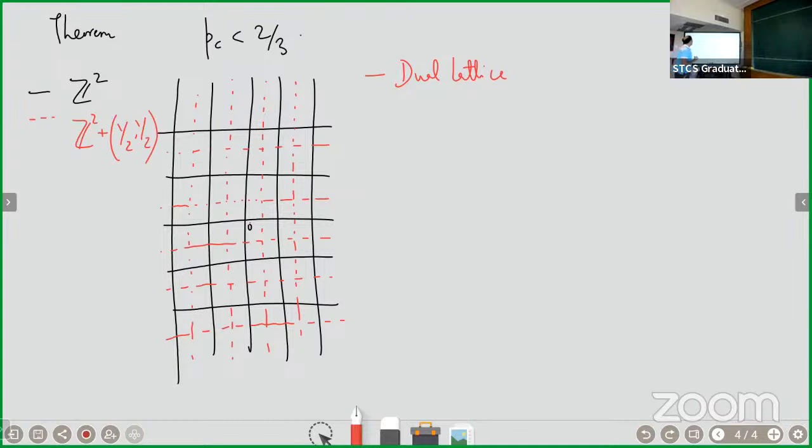Bad notation, but let's live with it. Okay, so where is the origin going? So the new origin is here. It's shifted.